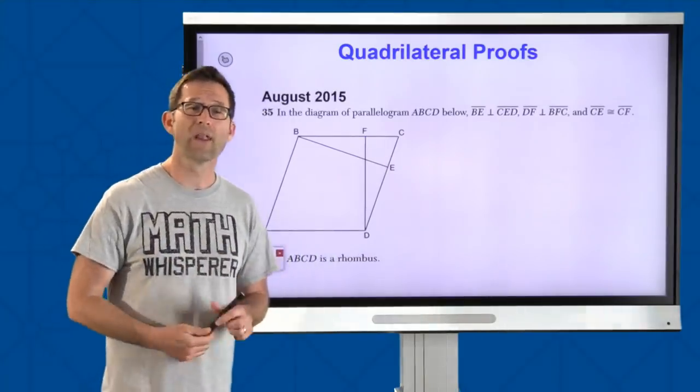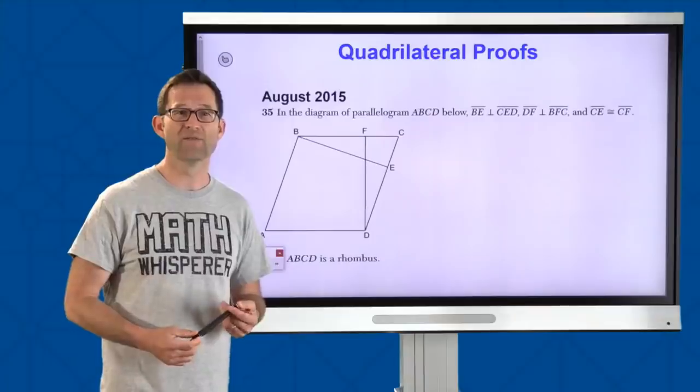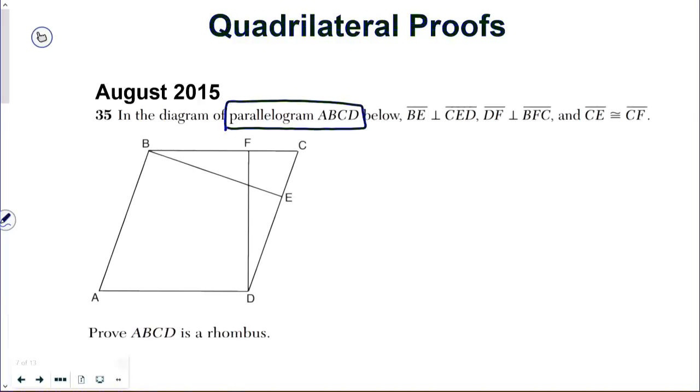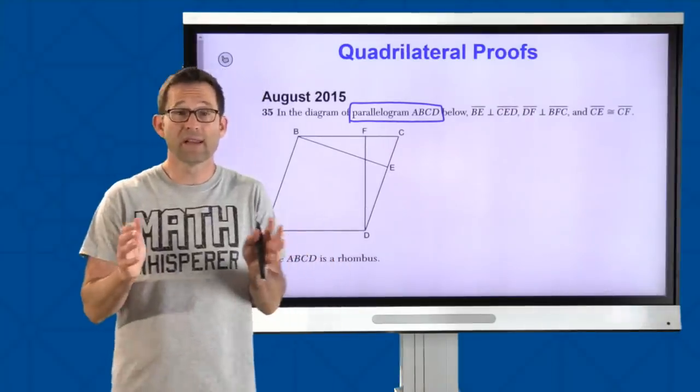Let's take a look at August 2015, number 35. In the diagram of parallelogram ABCD, this is amazingly important. That's a given. In the diagram of parallelogram ABCD below, BE is perpendicular to CED, DF is perpendicular to BFC, and CE is congruent to CF. Prove that ABCD is a rhombus.